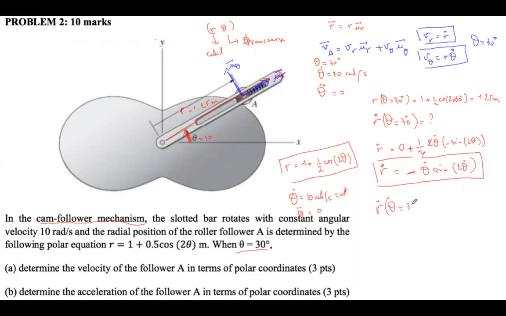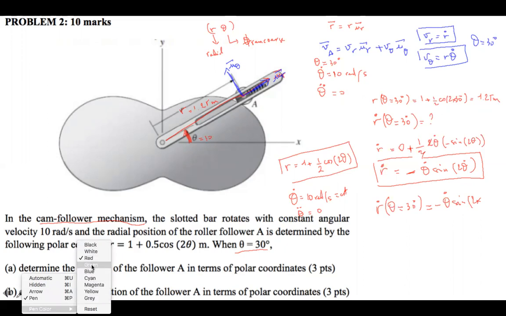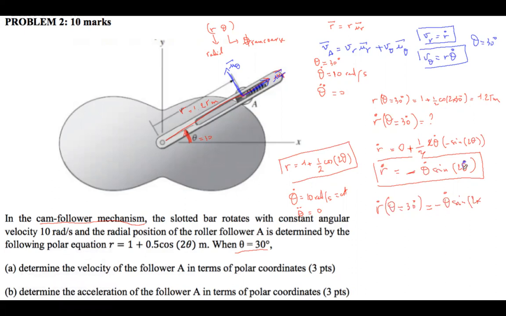Now I can calculate R dot at theta equal to what? 30 degrees. This will give me minus theta dot sine 2 times theta. Here, of course, there is no dot on the theta, that was a mistake. The dot is here when I derive. So this is just sine 2 theta. So sine 2 times 30 degrees. This gives me minus theta dot, which is 10, sine 60 degrees. When you calculate it, you will get minus 8.66 meters per second. Great. This is R dot when theta is equal to 30 degrees.